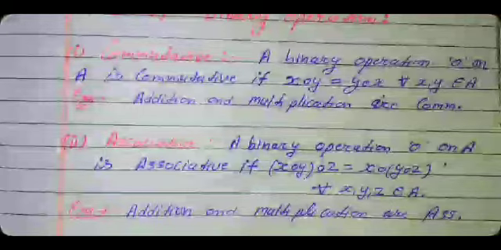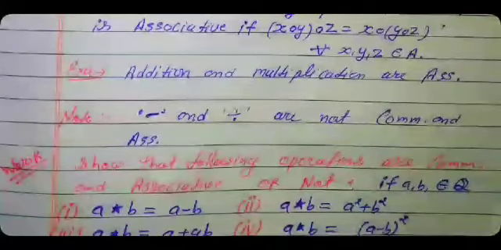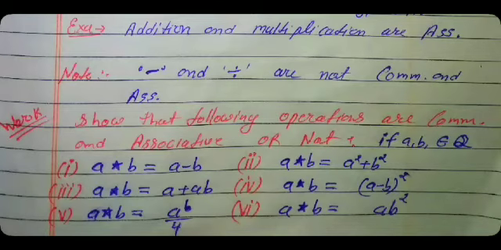Second property is associative. A binary operation O on a given set A is associative if (x operation y) operation z is equal to x operation (y operation z) for all values of x, y, z belongs to A. For example, addition and multiplication are associative and commutative, and subtraction and division are not commutative and associative. Now you will do the next questions so that the following operations are commutative or associative or not.